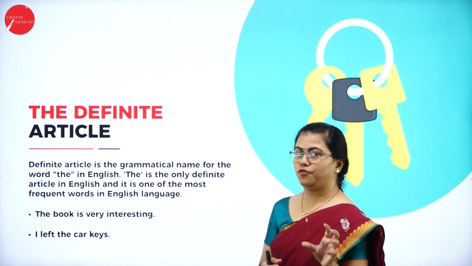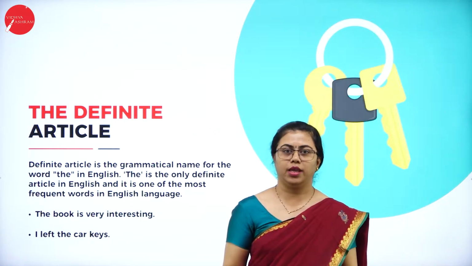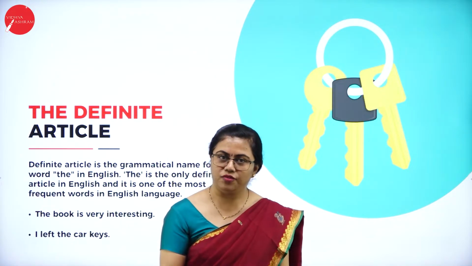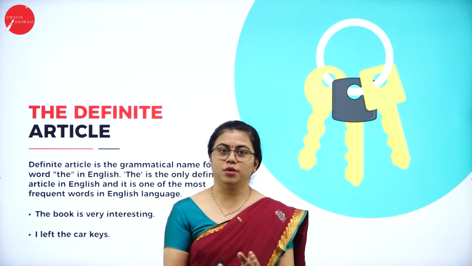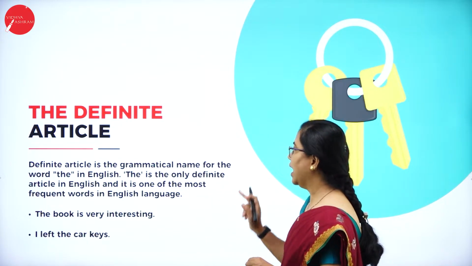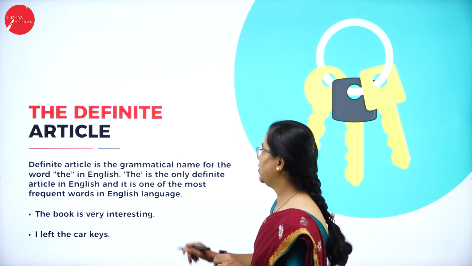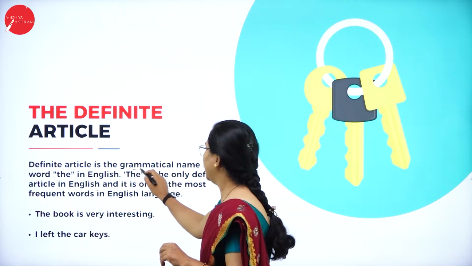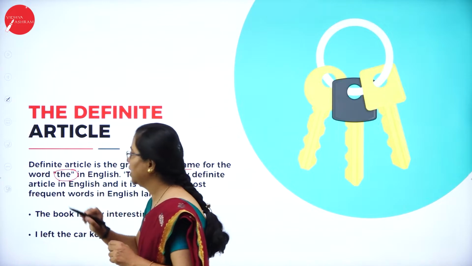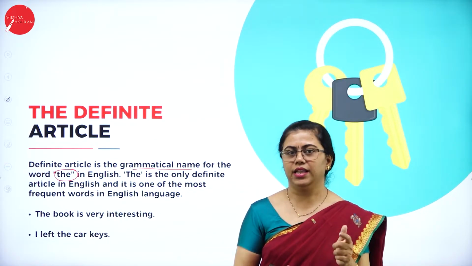By the word definite, you can understand the meaning. It means you know what you're talking about. So whatever you're referring to, you are aware of it. So I am definite, I know it confirmedly, like I'm referring to this thing. So that is called definite. Any article that refers to something that we already know is called a definite article. It is just a grammatical name for this word, that is the in English. So the is the only definite article in English.